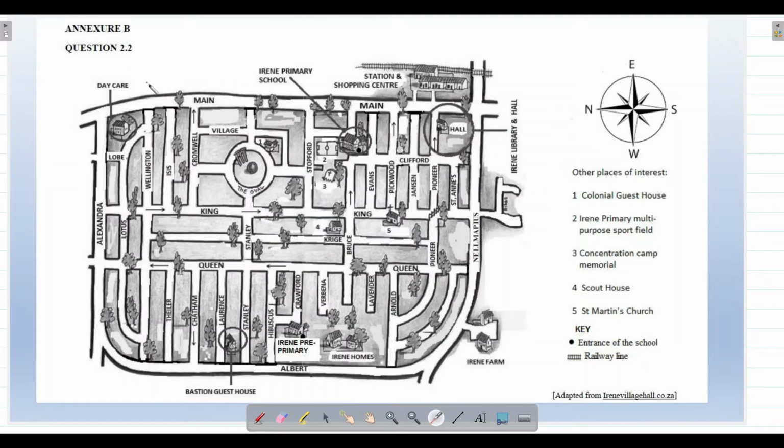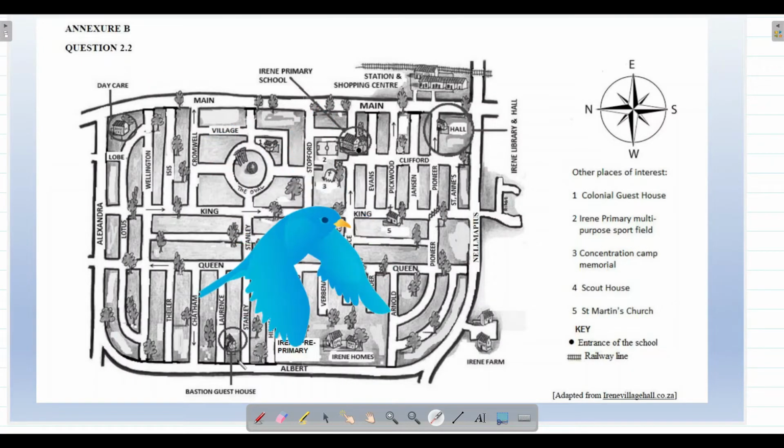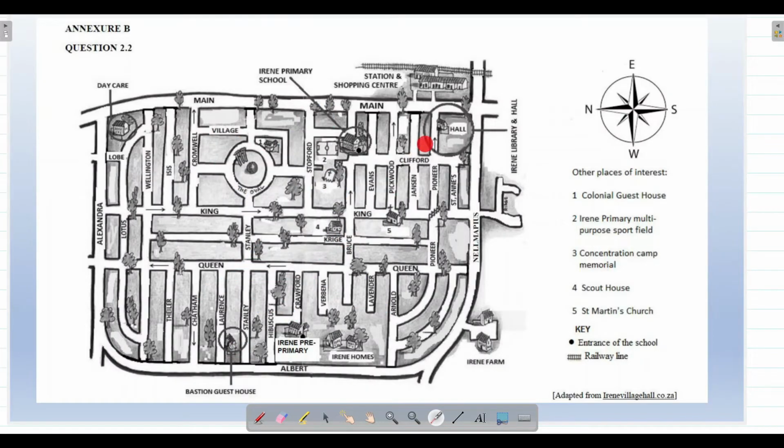When they talk about just a general direction, they basically mean that if you were a bird flying from Bastion Guest House all the way to the station and the shopping center, what route would you take? Okay, what is the direction that you would take? So that is basically what they want.